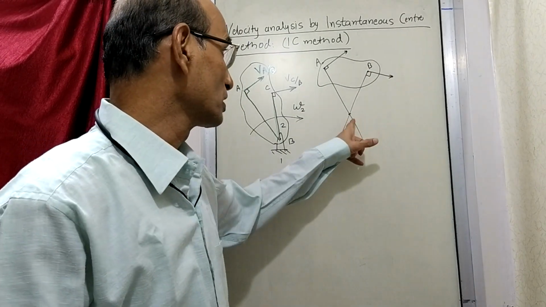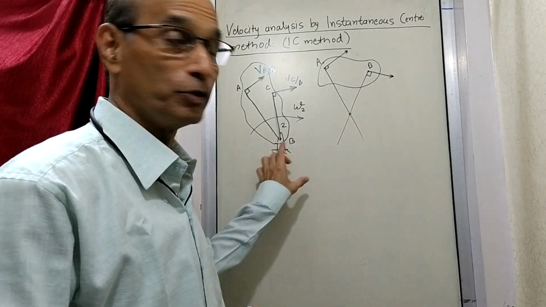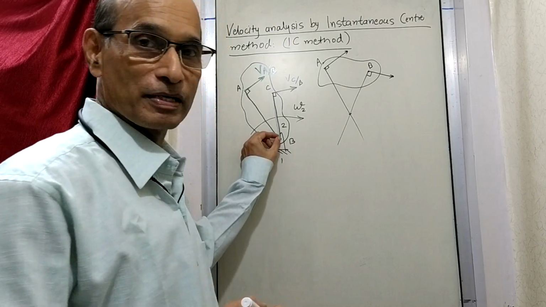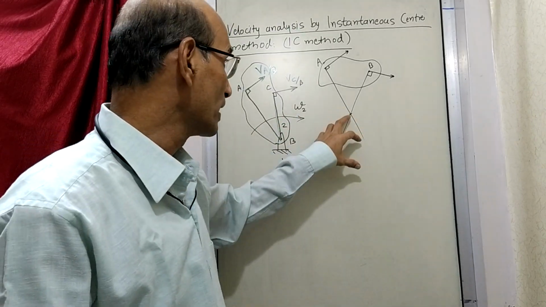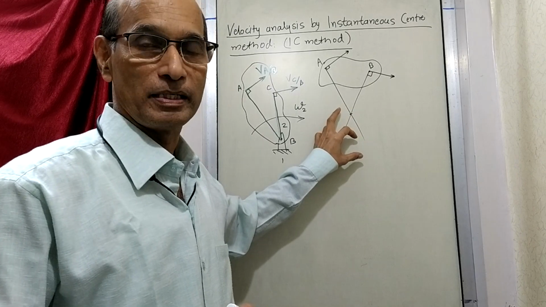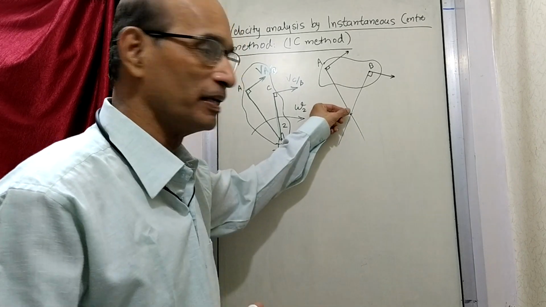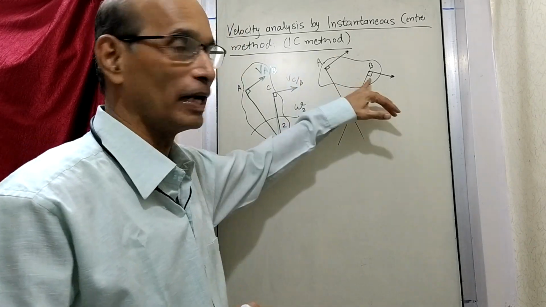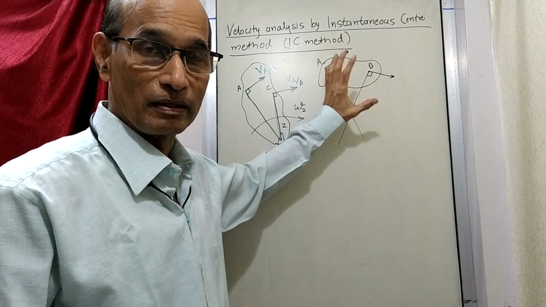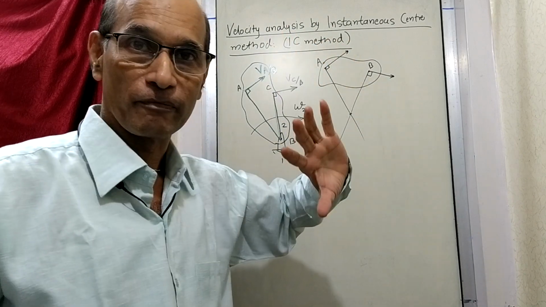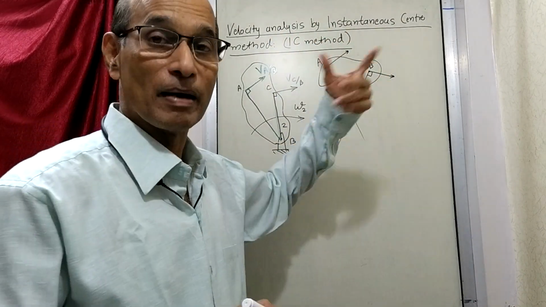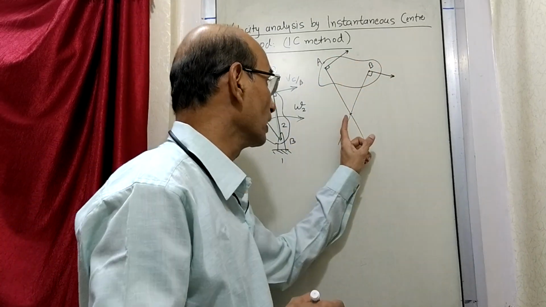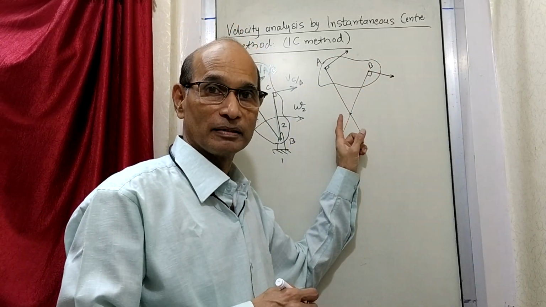Now it is physically not seen, like this point is physically seen. You can touch this point. You can experience that it is a pinpoint. In this case, this is the imaginary point. There is no exact pin here. But when this link rotates, that rotation is as if this link is rotating about this imaginary point. That is the meaning.